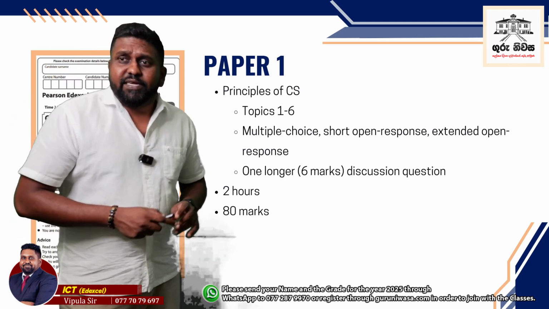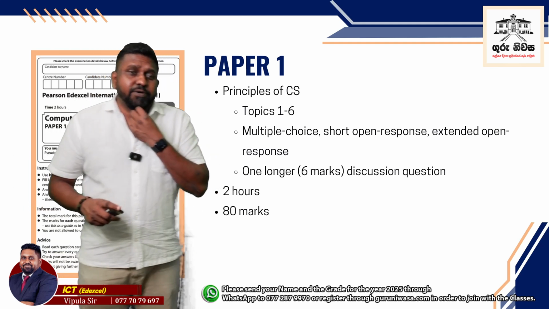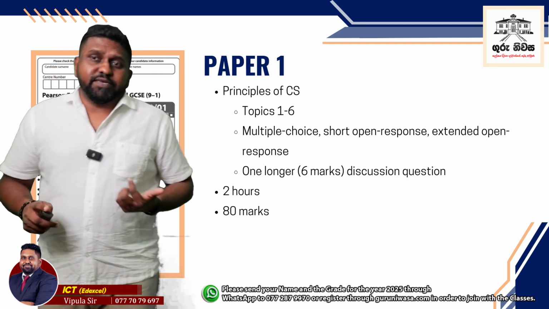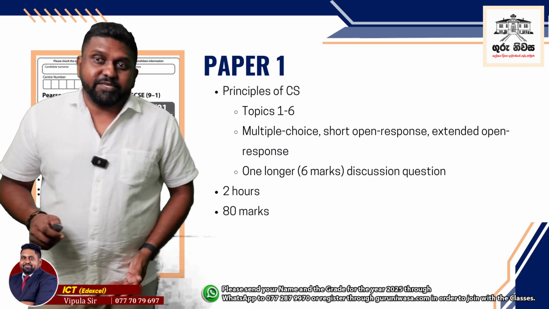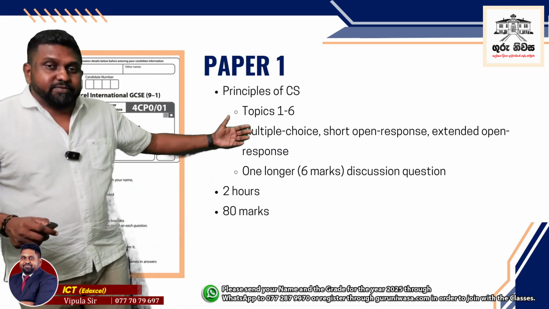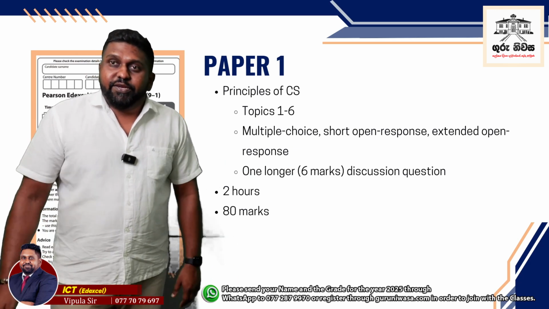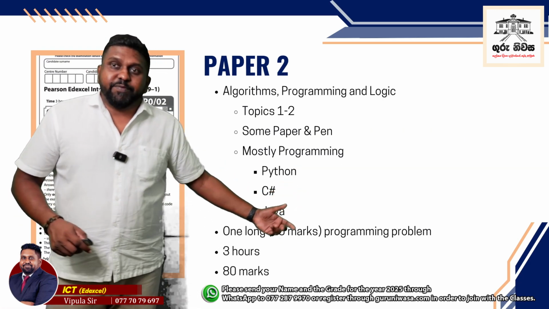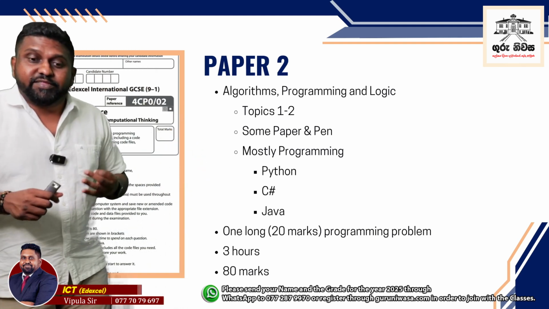So that's the extended response, and then one longer 6-mark discussion question, something like what I just mentioned. It's 2 hours, so it's a total of 80 marks. Right? Now then, paper 2. Paper 2 is mainly focusing on algorithms and programming logic.